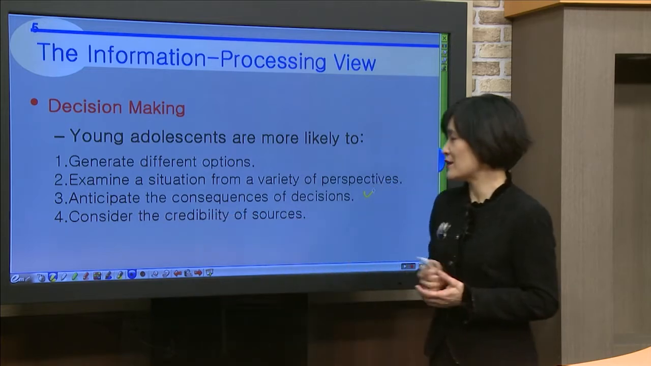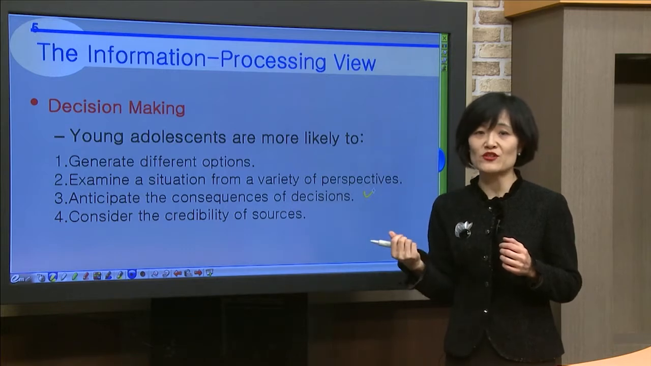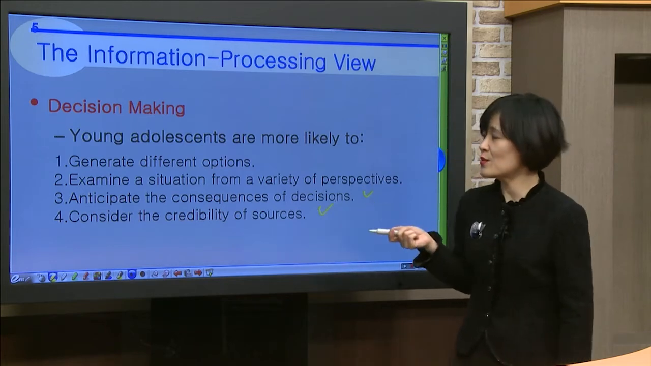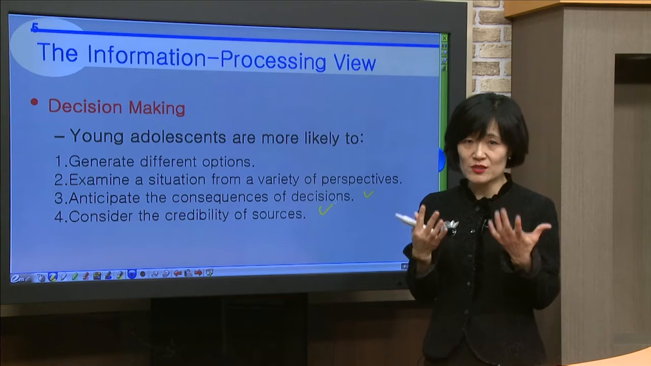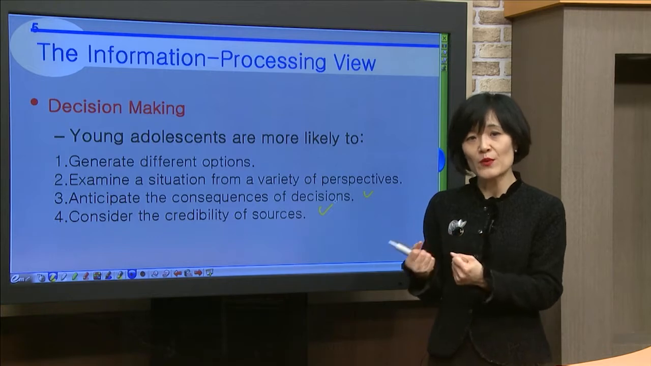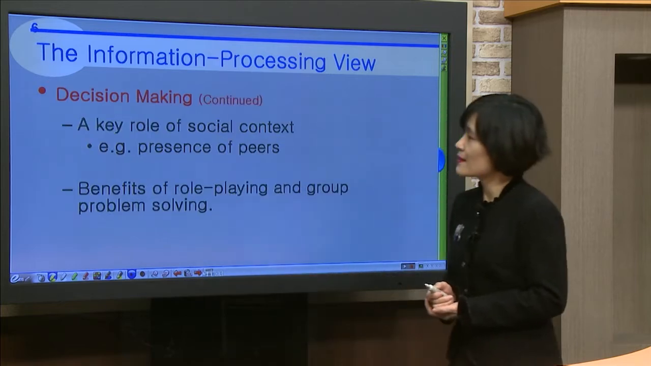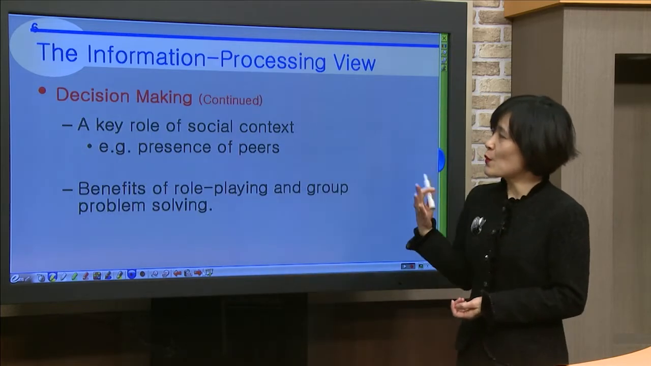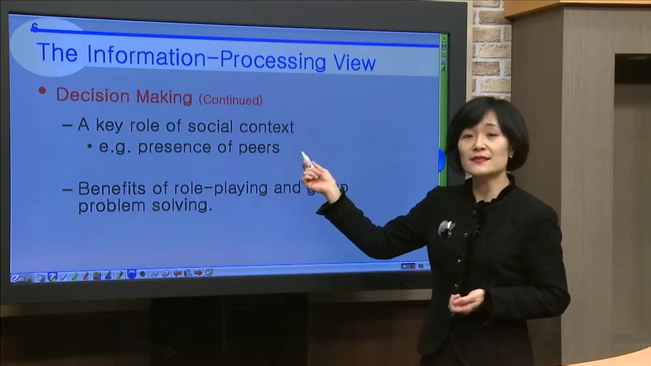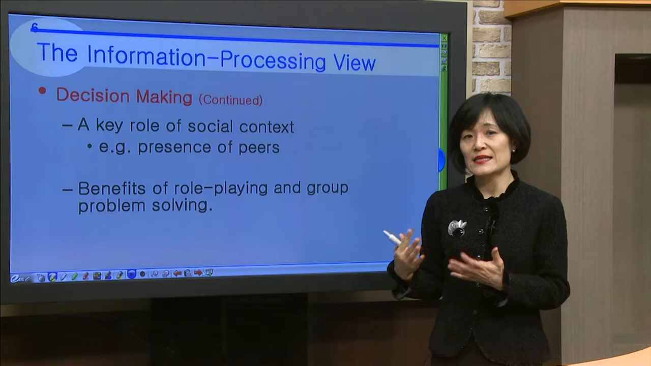And finally, consider the credibility of the sources. To make a decision, we need to use some information or consultation from other people. Young adults have the capability to see how trustable or how credible these sources are. So using more credible information, they can make a good decision, hopefully. And when adolescents make decisions, the social context, especially the presence of peers, is a very important factor that influences them.